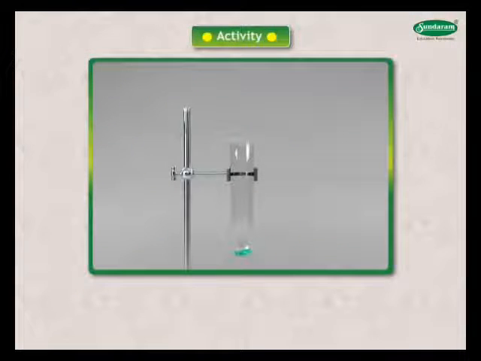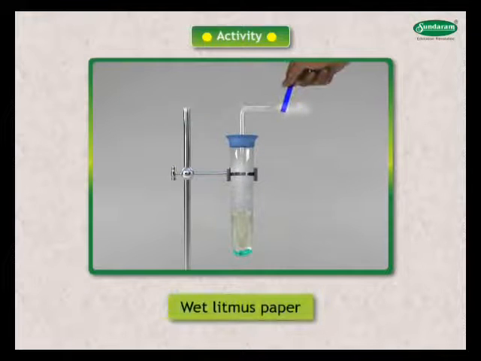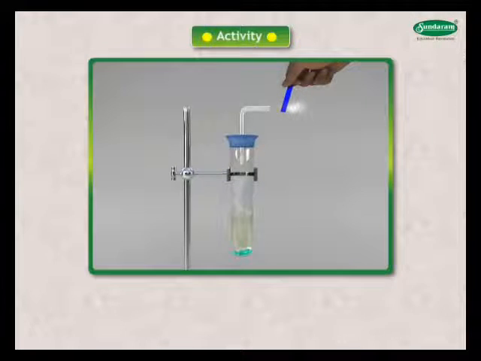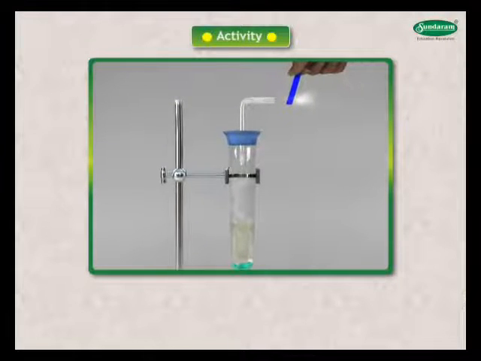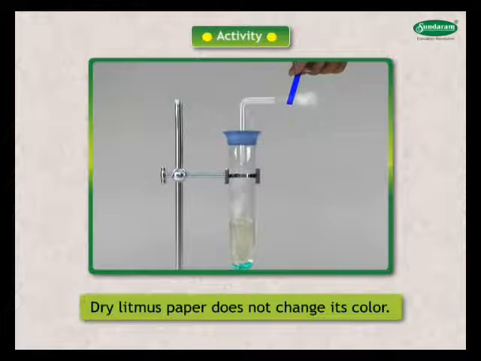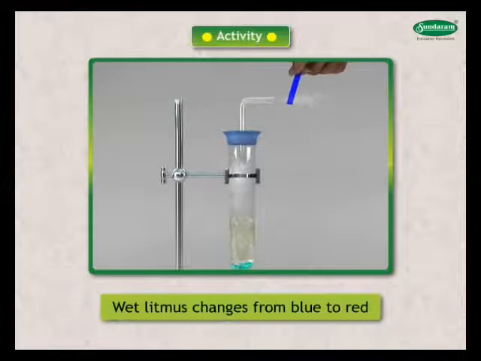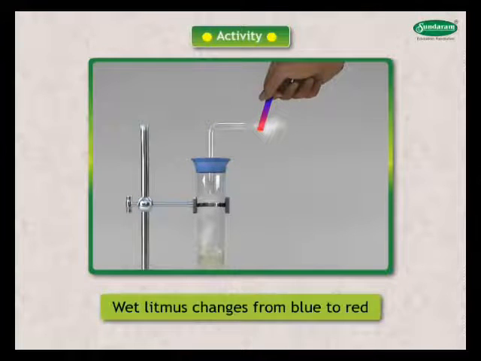Let us perform this activity. Take 0.5 gram of copper chloride salt in a test tube. Add to it a few drops of concentrated H2SO4. Test the gas evolved with wet and dry litmus papers. Which state, wet or dry, will show change in color with litmus? What precautions will need to be taken in humid condition? Dry litmus paper does not change its color. Wet litmus changes from blue to red.